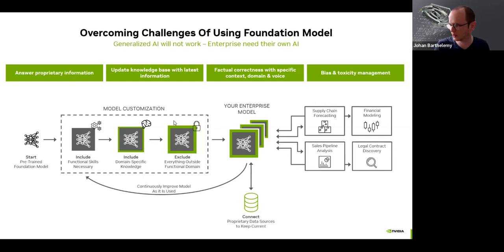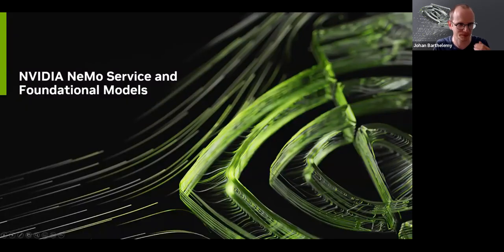So if you start with the pre-trained model here on the left, you're going to customize your model using prompt tuning, using guardrails, and adding the skills that you need. And that will lead you to your enterprise model that you can connect with your own dataset. And the LLM will start using that to generate up-to-date and factually correct answers, right? That allows you to deploy your models for supply chain forecasting, financial modeling, sales pipeline analysis, et cetera, et cetera.